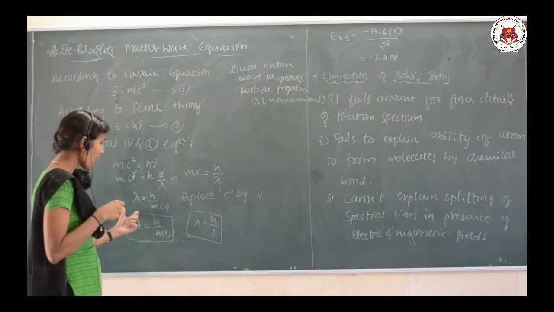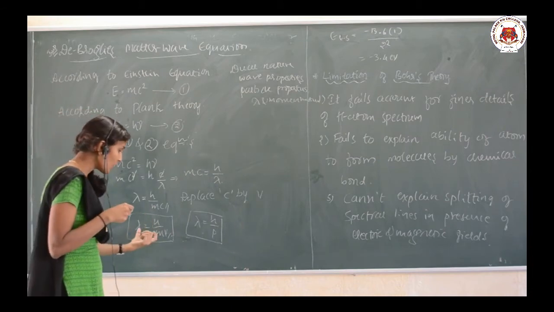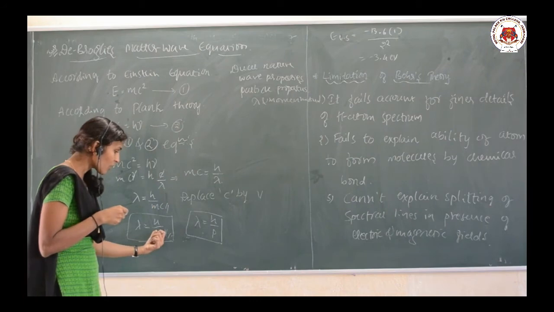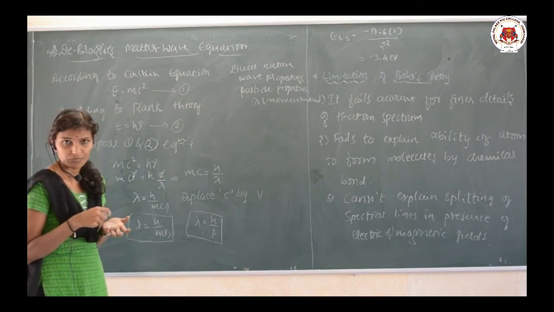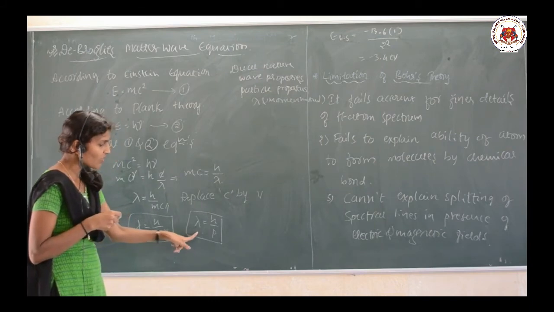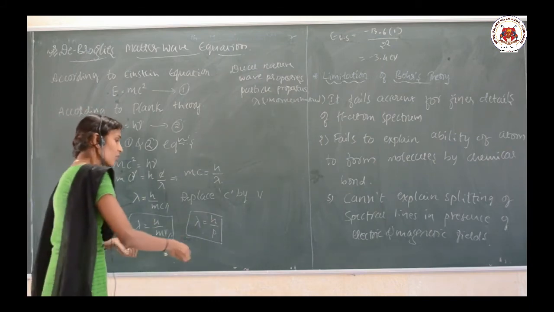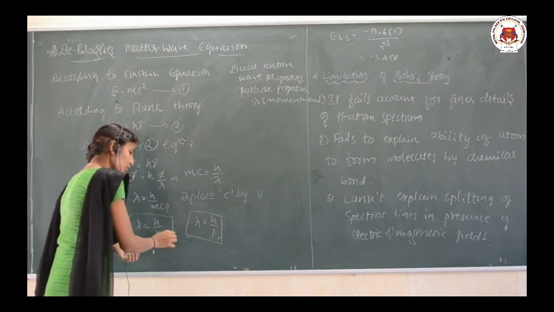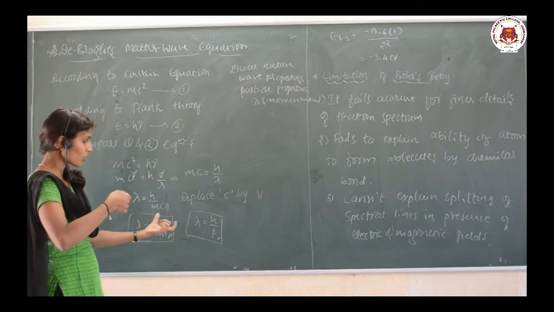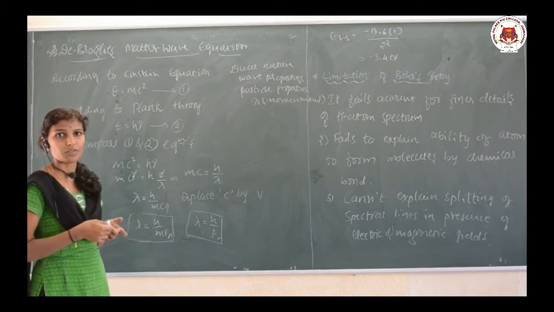So, what happens? Lambda is equal to h upon mv. This is de Broglie's equation, and the product of m and v is nothing but momentum. So we can also write the de Broglie equation as lambda is equal to h upon p. Sometimes this formula is also very helpful while solving problems. So, you need to remember both, and the derivation is also important.